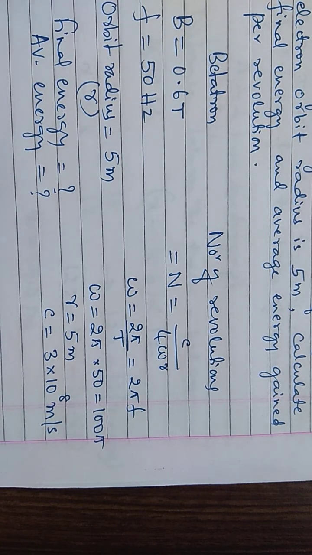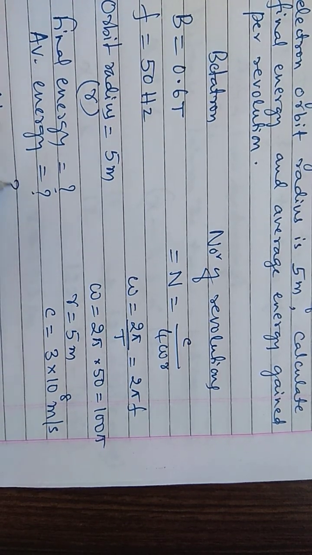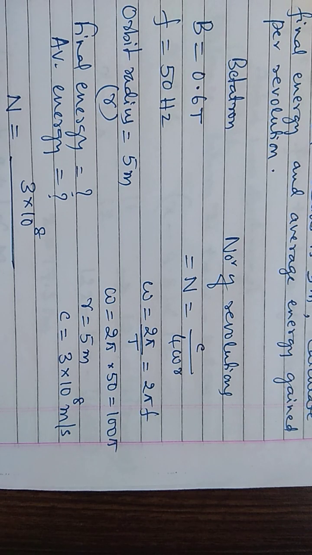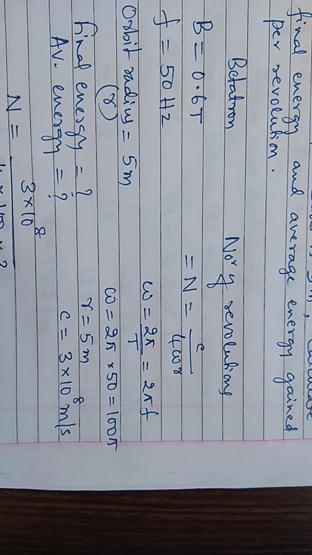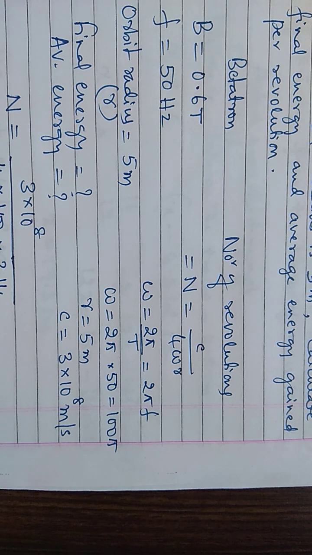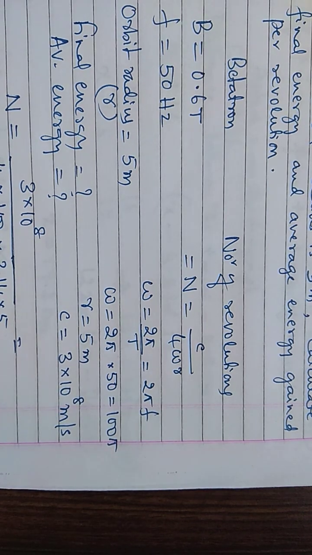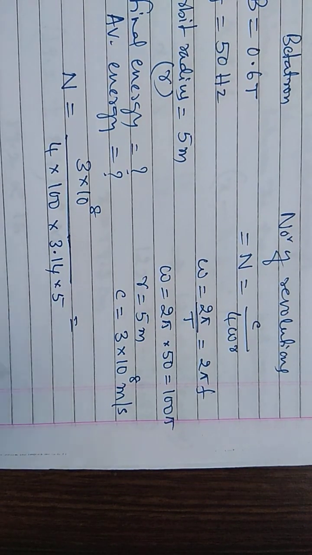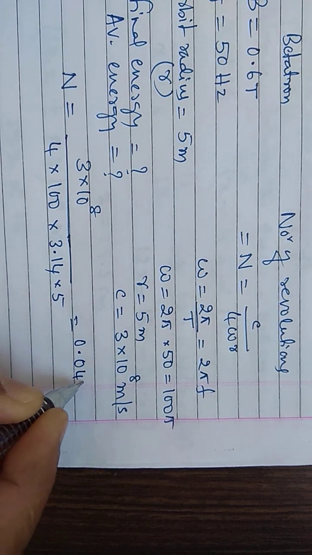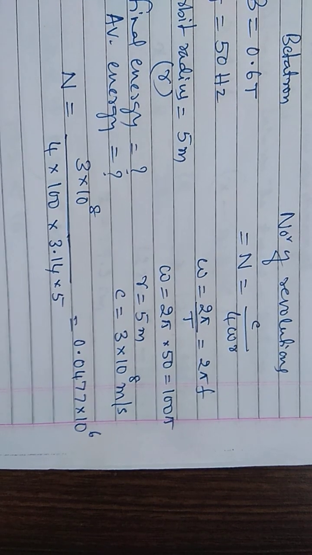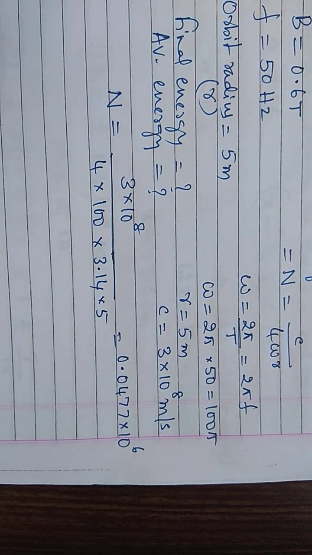So therefore, the number of revolutions, capital N, is equal to 3 into 10 to the power 8. Approximately, it is revolving with the velocity of light. 4, 100, 3.14, 4 omega R into R. You will get the answer 0.0477 10 to the power 6. Now we can calculate final energy and average energy very easily.